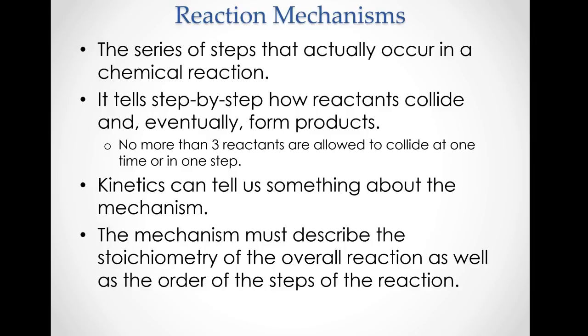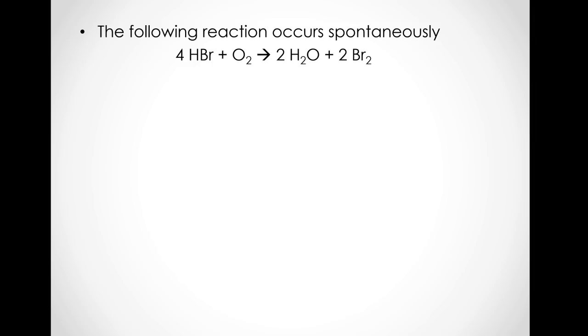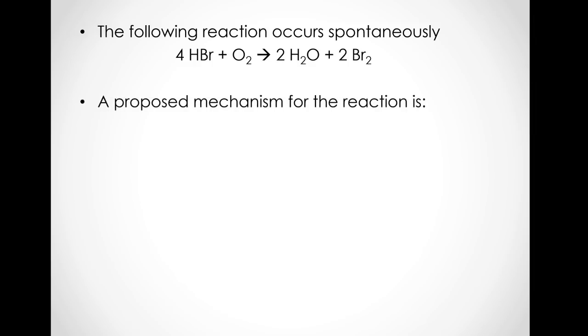The mechanism has to describe the stoichiometry, so it has to add up correctly to the overall reaction, and each of the steps has to be in correct order to justify the next step, kind of set up the next step for working. For example, this reaction occurs, okay, 4 HBr and an oxygen. That's 5 molecules that have to collide at one time to react and form water and bromine, but it happens. We know it happens, and that's how many the balanced equation says collide. However, it can't happen like that because that's 5 molecules colliding at once.